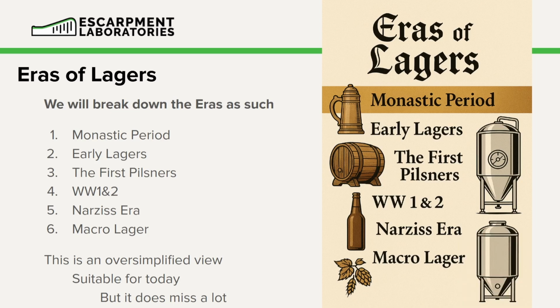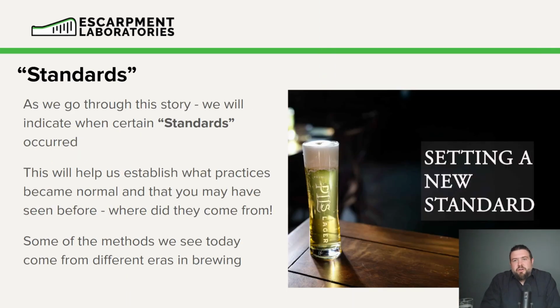So we're going to break all these history portions down into about 6 different sections. First, the monastic period, then early lagers, the first Pilsners after that. We're then going to look at World War I and World War II very briefly. Talk about the Narziss era because it had a massive impact on the way in which we look at lagers. And then we're going to talk about macro breweries. Now, this is oversimplified. I cannot cover everything for this. But for today, this is absolutely suitable. We are missing a lot. So we're also going to mention a few different standards as we go through this. As I hit a standard, we're going to break it out, outline it, and show you all the important working bits of it.